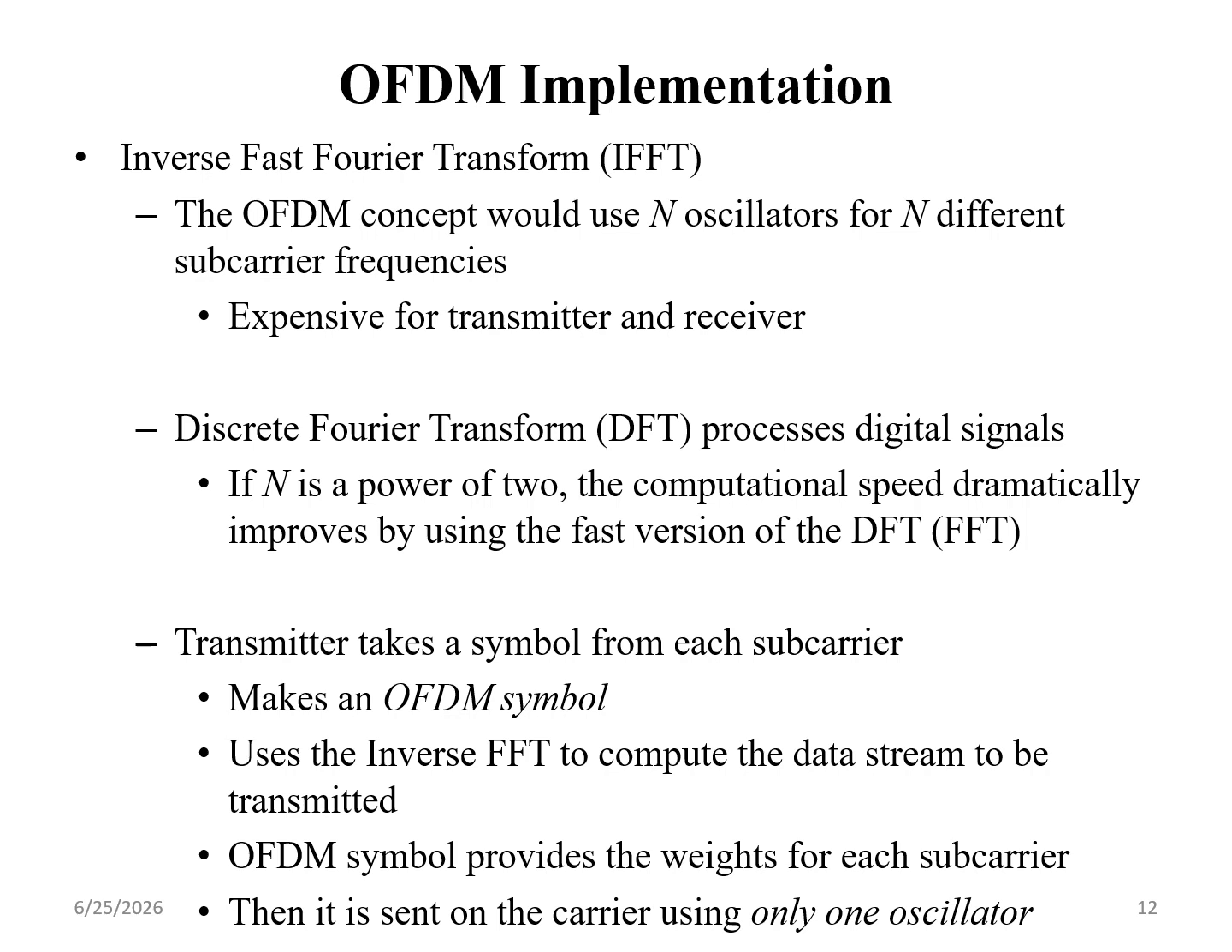So from the transmitter side, it takes the symbol from each subcarrier in order to make the OFDM symbol. After making that OFDM symbol with the help of the IFFT algorithm, here we compute the data stream that is going to be transmitted. Then that OFDM symbol provides weightage for each subcarrier. Then it is transmitted on a carrier by using one oscillator.